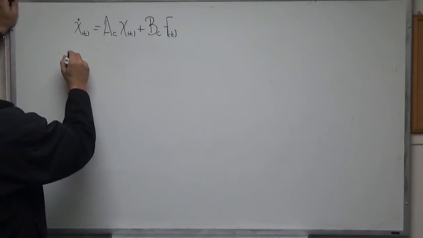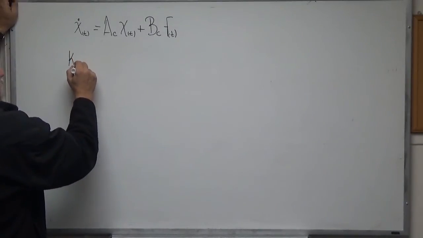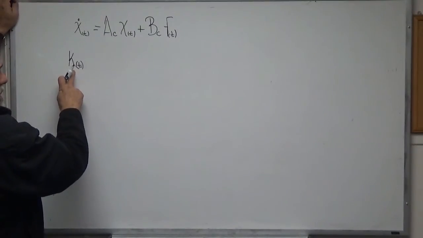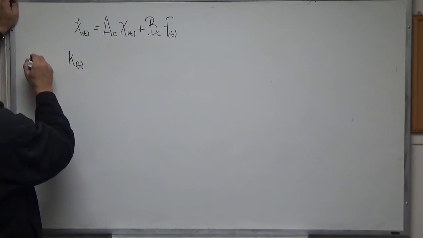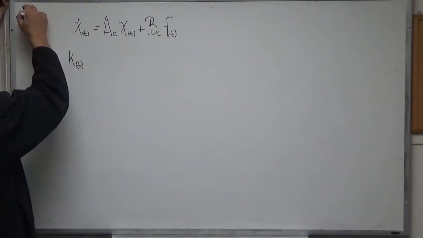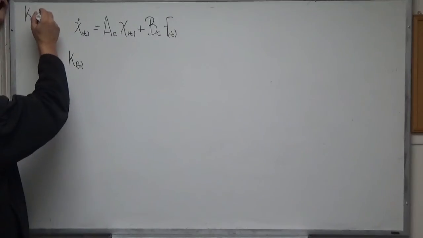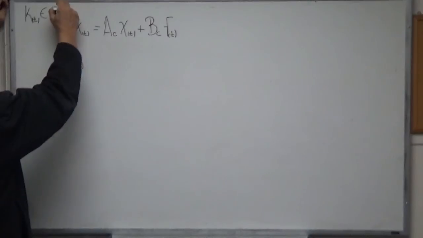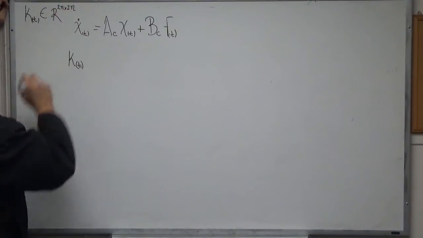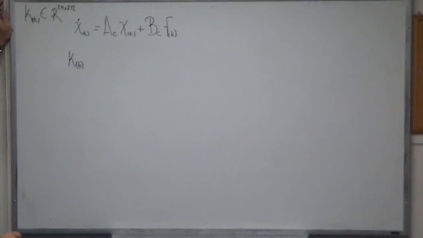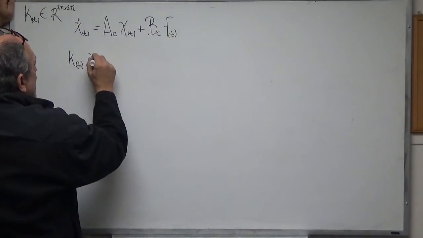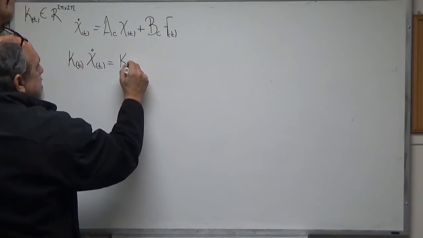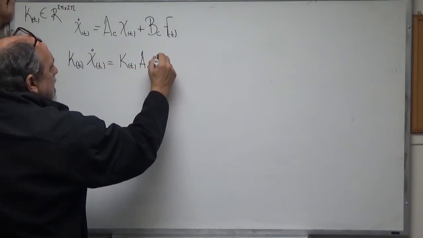So here's what we're going to do. We're going to multiply both sides times the matrix K of t. Now don't confuse K with being the stiffness matrix. This is just a matrix K, which could change with time and which belongs to the space 2n by 2n, right? So if I multiply both sides by the matrix K of t, we would get this, right?